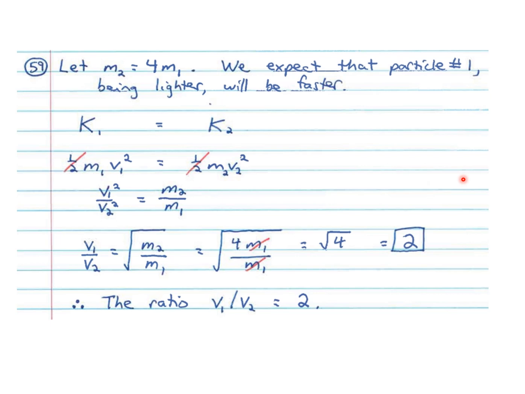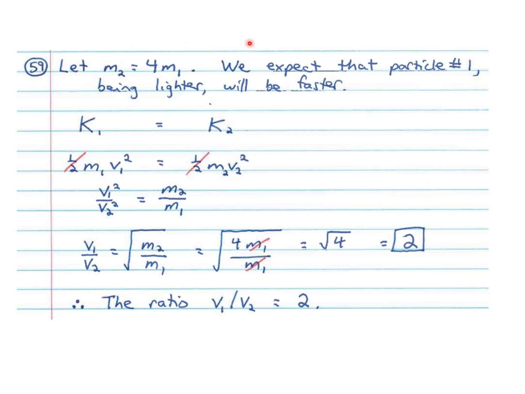Number 59. Two unknown elementary particles pass through a detection chamber. If they have the same kinetic energy and their mass ratio is 4 to 1, what is the ratio of their speeds? Let's take these two elementary particles. They have the same kinetic energy. They have different masses, and let's call one of them M1, and the heavier one, we'll call it M2, and M2 is 4 times M1.